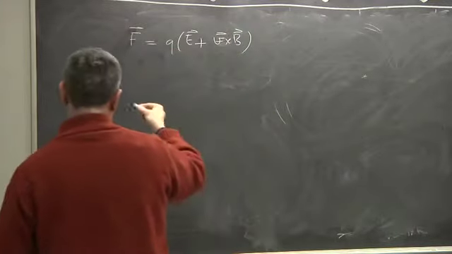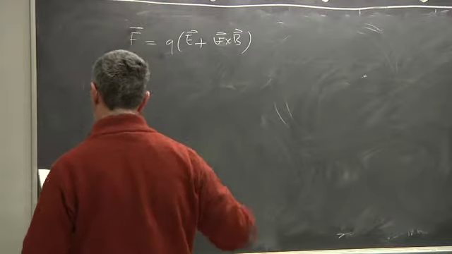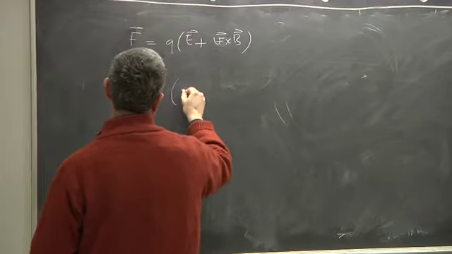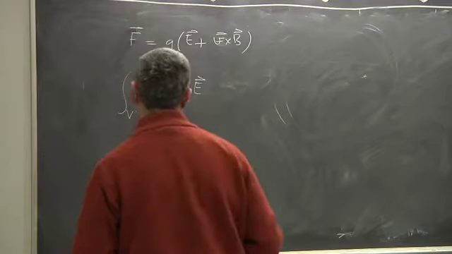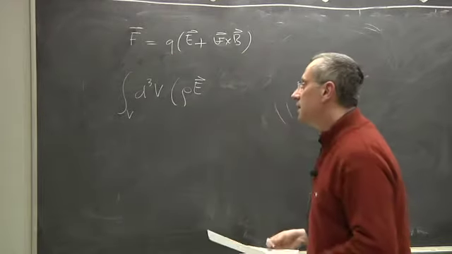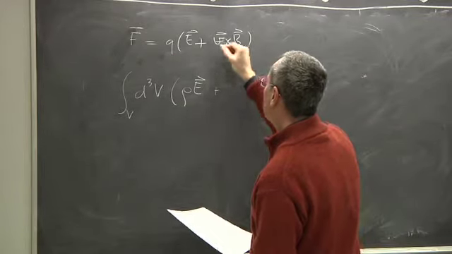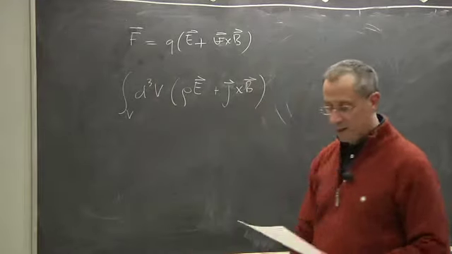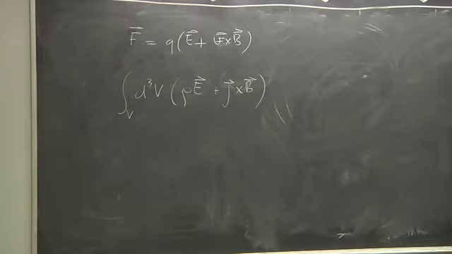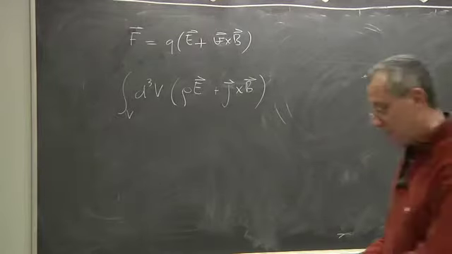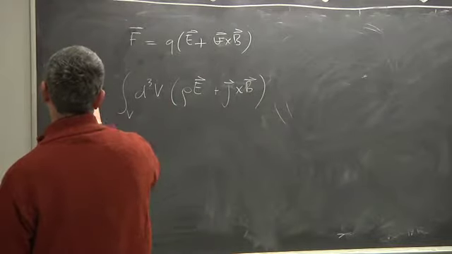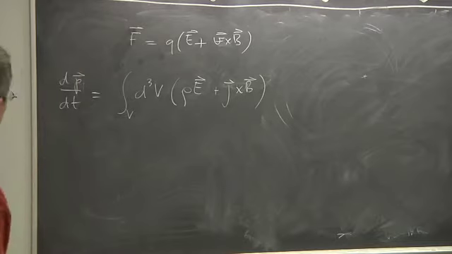But this is for a single charge. So for a distribution of charges, this is the integral over a volume of rho E, right? You replace the single charge by the charge distribution, and here you replace the velocity with the current J cross B. So this is the force, or if you want the time derivative, in fact I can write this as dP/dt, like the force, where P is the momentum.